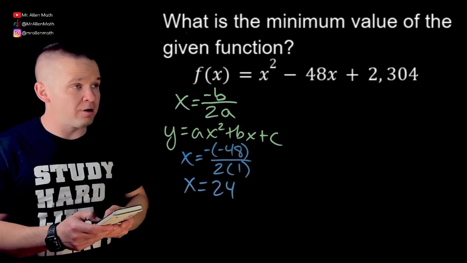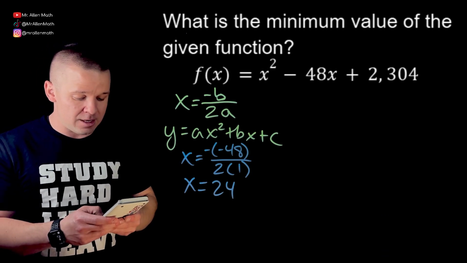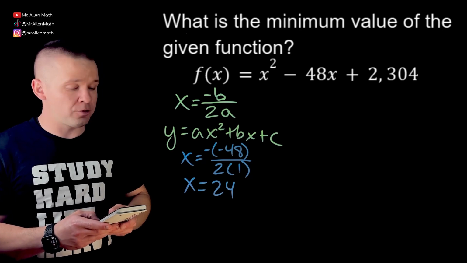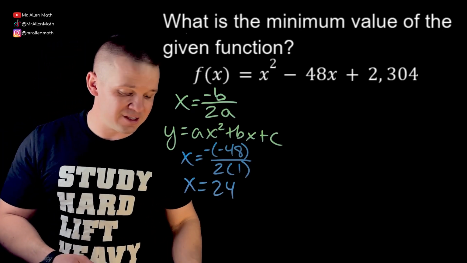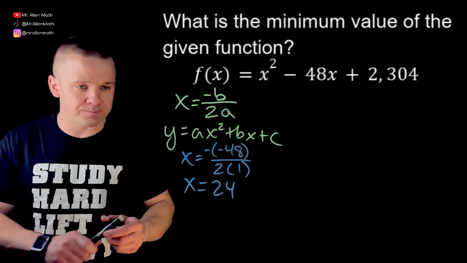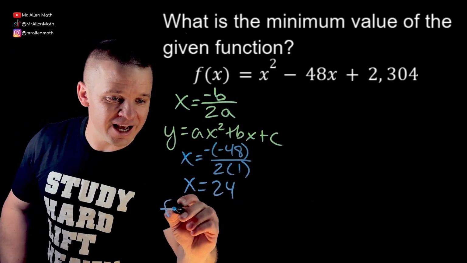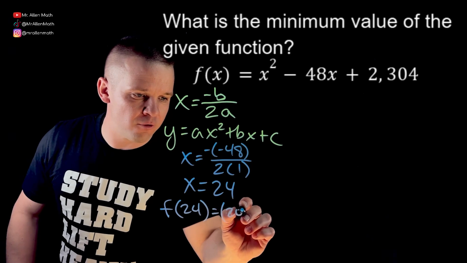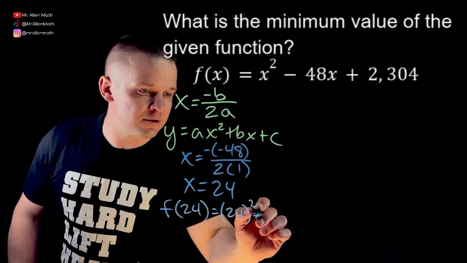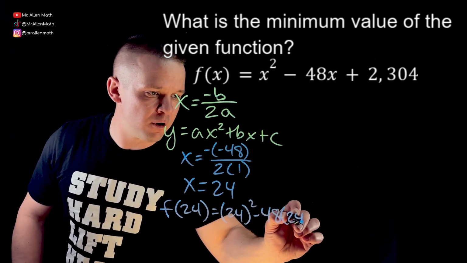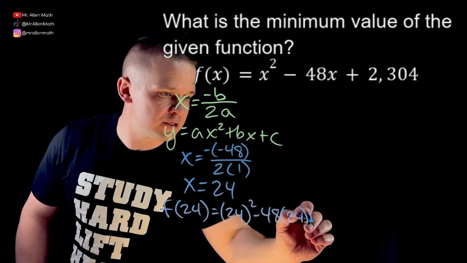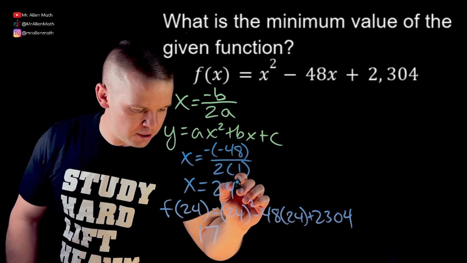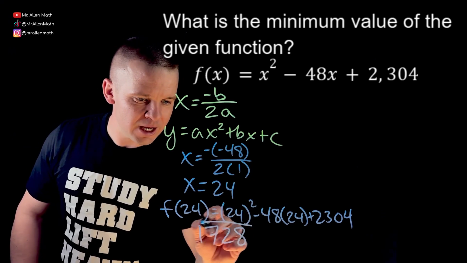So I'm going to do 24 squared minus 48 times 24 plus 2,304, and we'll get 1,728. So here's what we did. We plugged in 24 to all of those values, right? We had 24 squared minus 48 times 24, and then we had plus 2,304. So we end up getting 1,728 as my final answer.